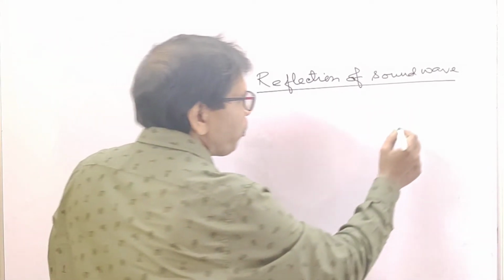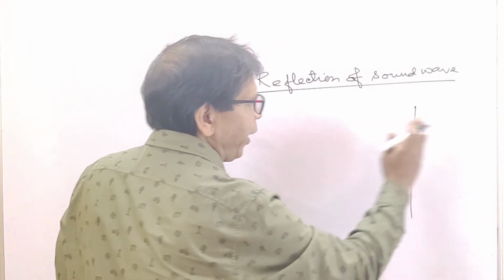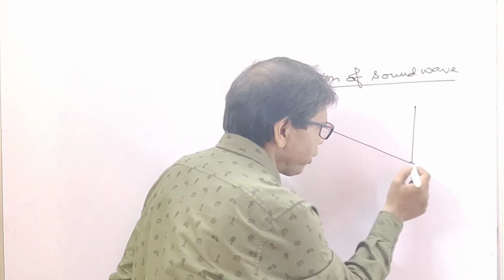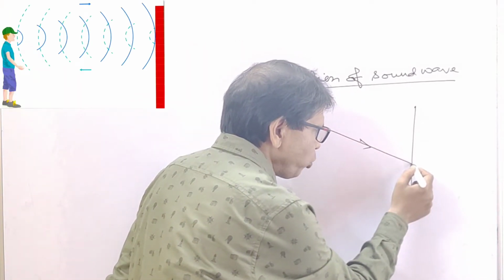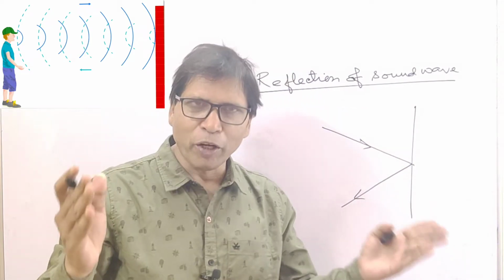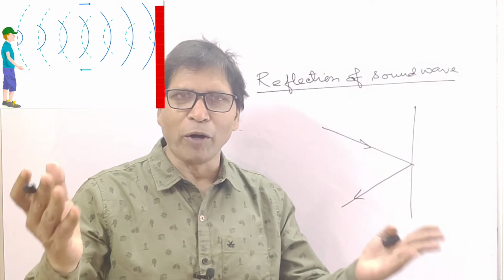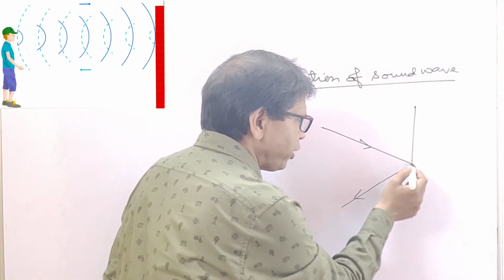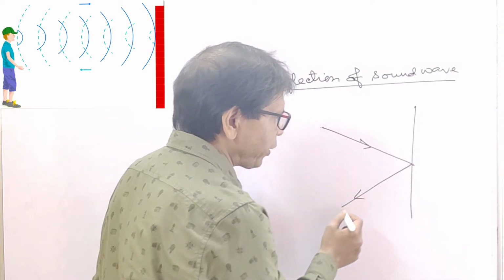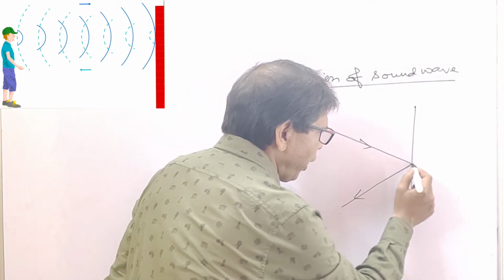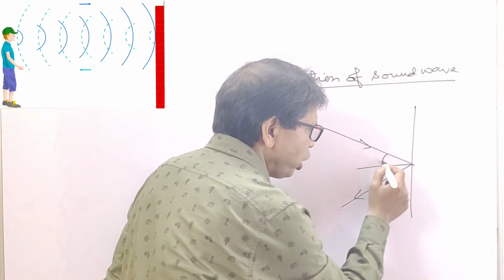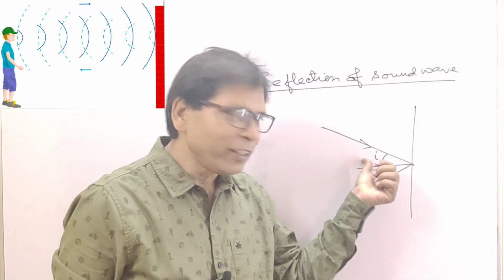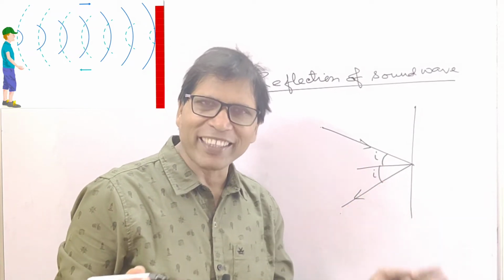Now, reflection of sound wave. When a sound wave propagates from one medium to another medium, at the surface of separation of two media, part of the energy goes back to the first medium. This phenomenon is known as reflection of sound wave. This is the incident wave and this is the reflected wave. If this is the normal at the point of incidence, this angle is equal to this angle. That is, angle of incidence is equal to angle of reflection.